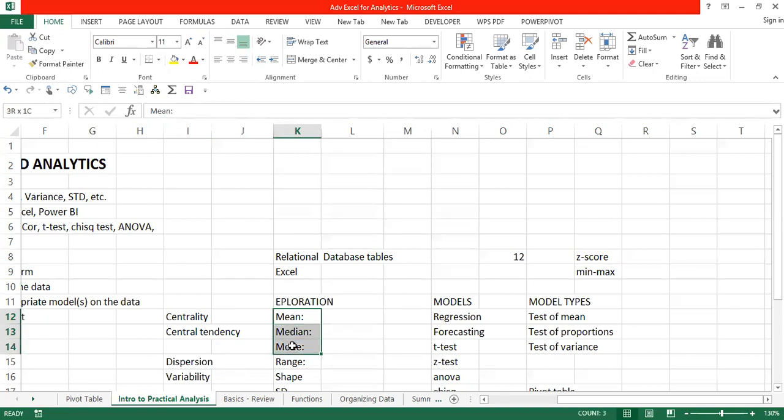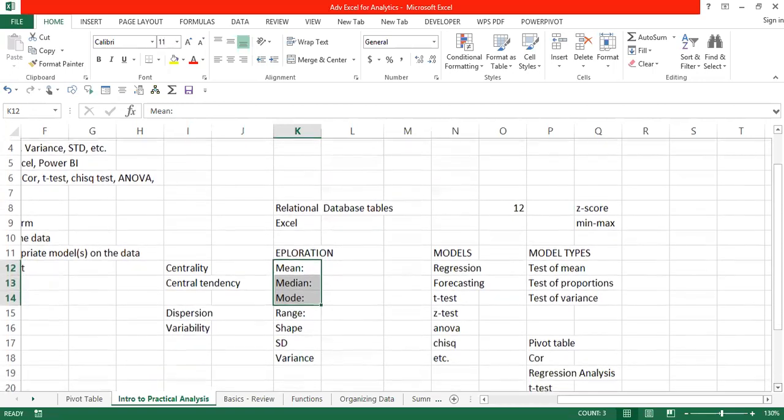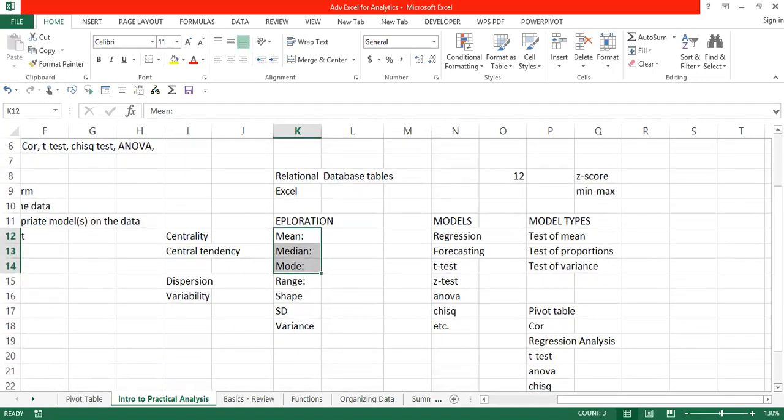Measures of centrality tend to measure how data converge at the center of the distribution. That's why in your normal distribution, usually you have the mean, median, and mode all occurring at the center, at the middle. While measures of dispersion tend to measure how the data spread from the center.